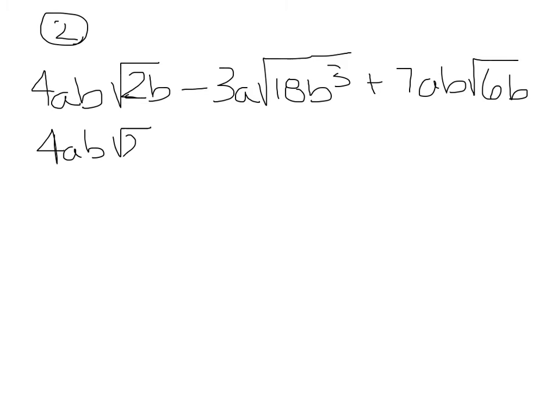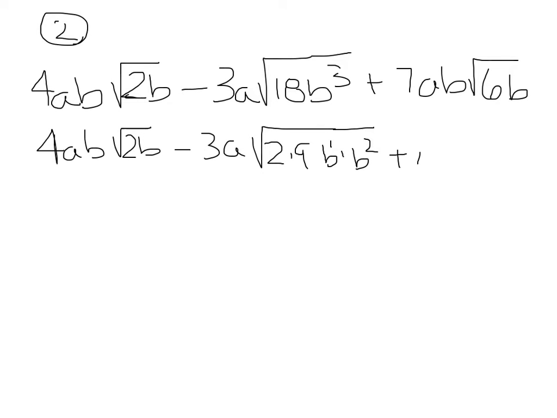Now, the first one cannot be, because I can't take the square root of 2ab, but in the second term, I can rewrite 18 as 2 times 9, and I can write b cubed as b times b squared. And the idea when we have a variable with an exponent is that we pull off the variable to the power of 1, leaving the variable with an even exponent in the other term. So in this case, I have b to the 1 and b squared. Also, the third term here cannot be simplified, so I'm left with 7ab square root of 6b.